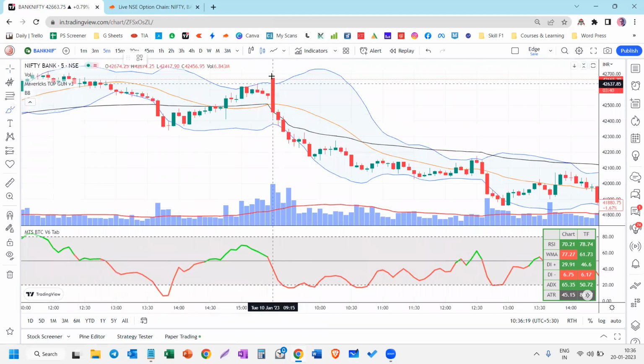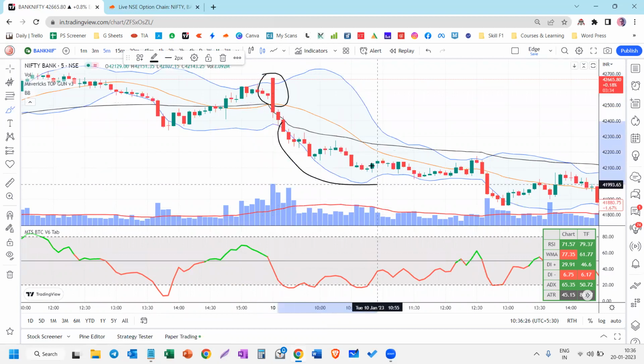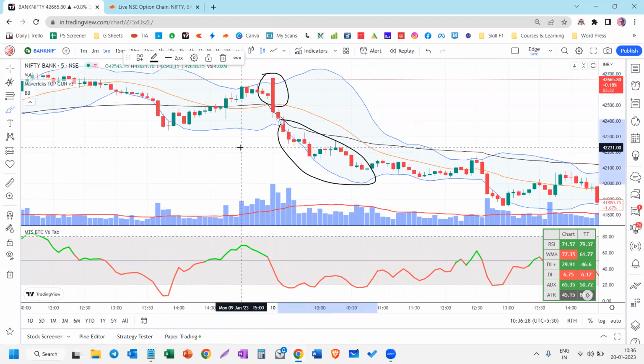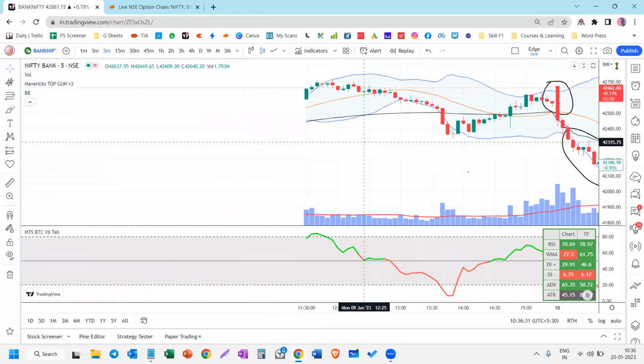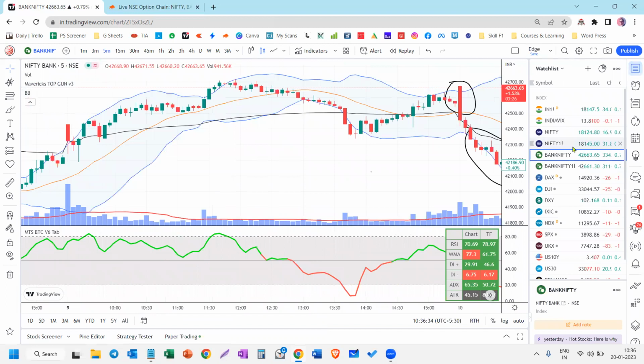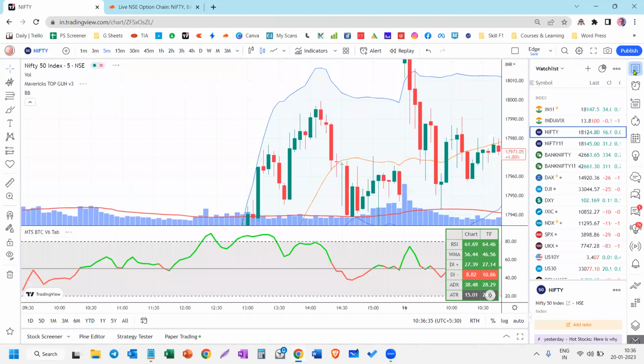See over here also. No need to enter here. Let it fall below 20 and VWAP. Take a nice 10-20 points and move out. Let's see more. Let's see this in Nifty also. I'm using the spot chart.